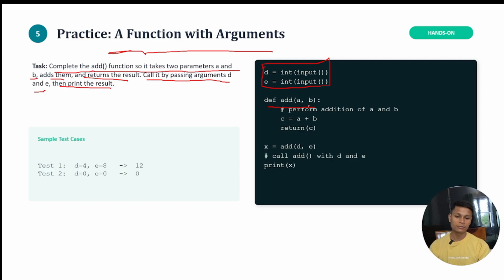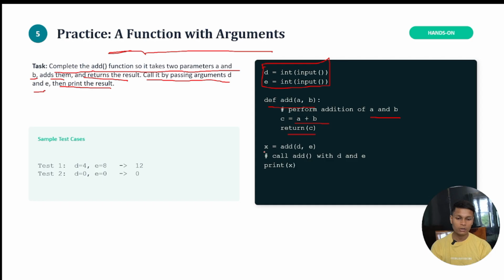def add(a, b) has a and b as the parameters. To perform addition, we are going to perform the addition on the a and b parameters. So c equals a plus b, and here I am returning c, because what is c? The c was the addition of a and b.